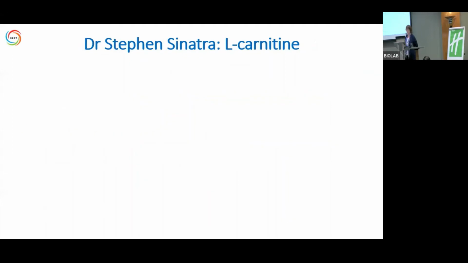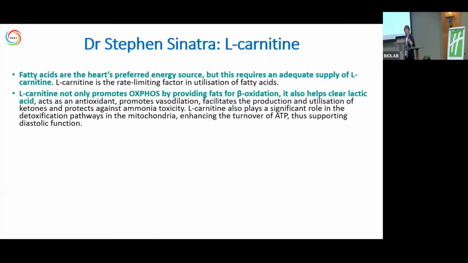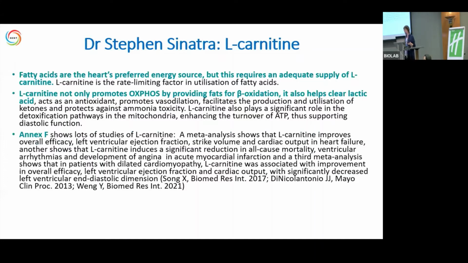L-carnitine. So we saw before that fatty acids are the heart's preferred energy source. But if you remember back to lecture 1, they need an adequate supply of L-carnitine for the carnitine shuttle to take those fatty acids into the mitochondrial matrix. And carnitine not only promotes OXPHOS by transporting the fats for beta oxidation, but it also helps to clear lactic acid. So that's really useful. And I've got lots of carnitine studies in my Annex F, but I'm just going to talk about one of them because I think it encapsulates the effect very nicely.